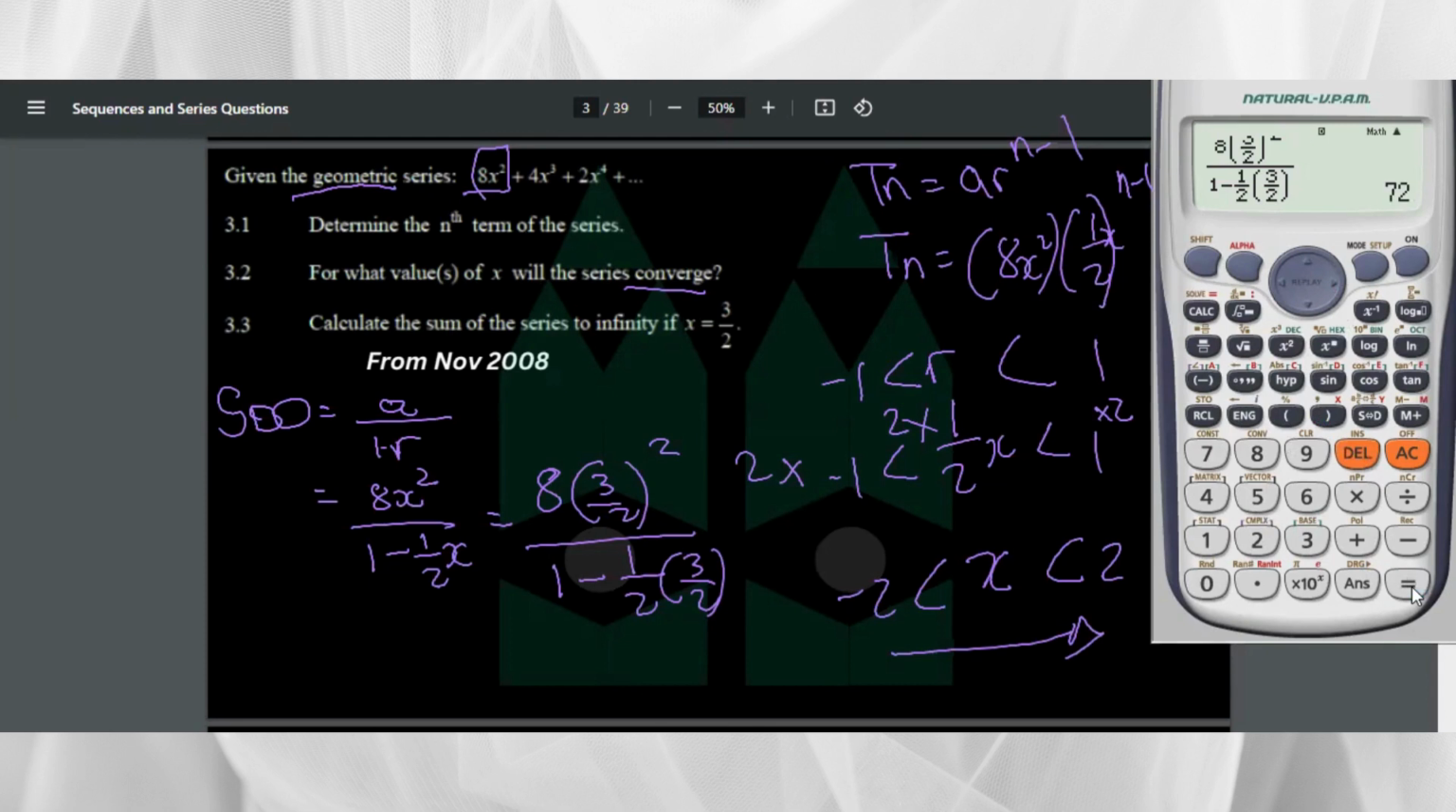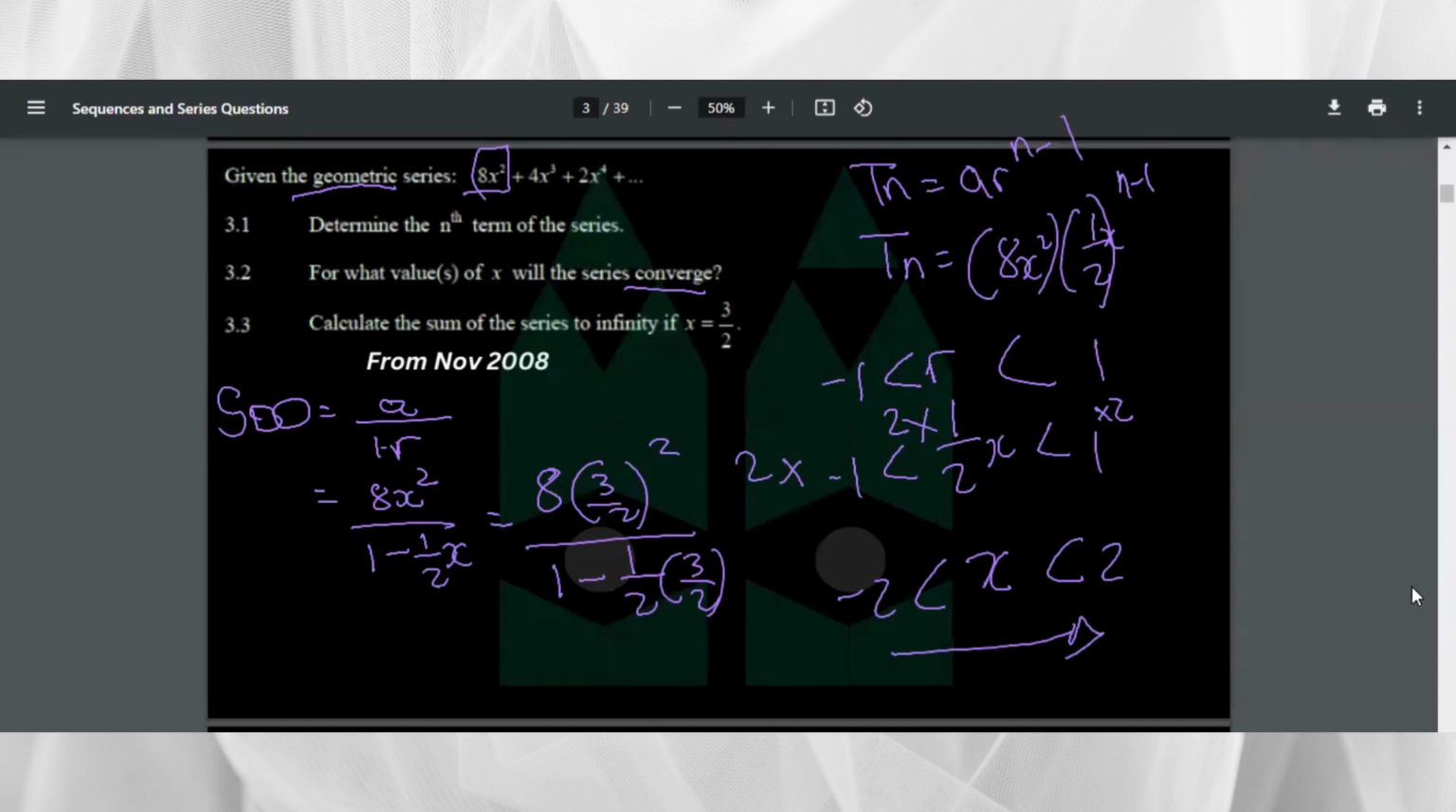Okay, cool. So the answer that we're getting is that the sum to infinity is 72. So the sum to infinity would be 72. And that would bring us to the end of that question.